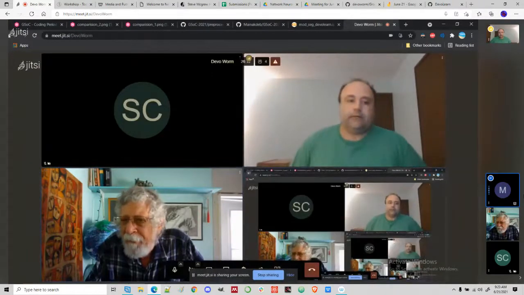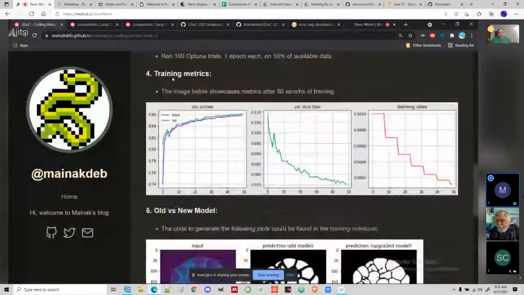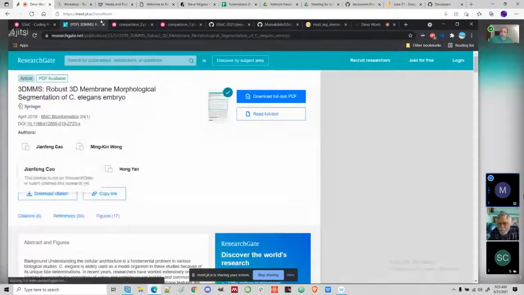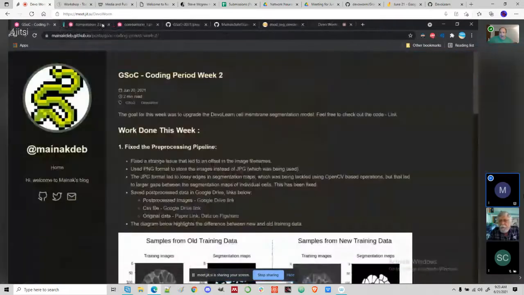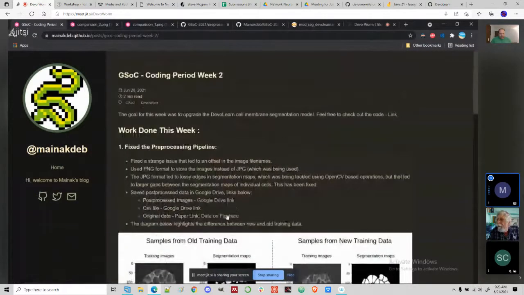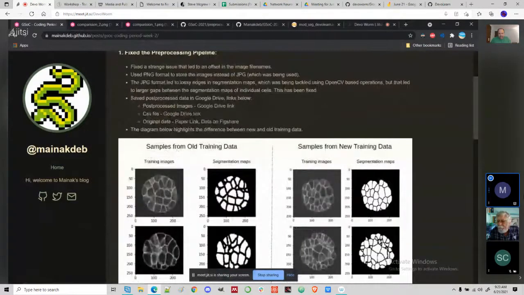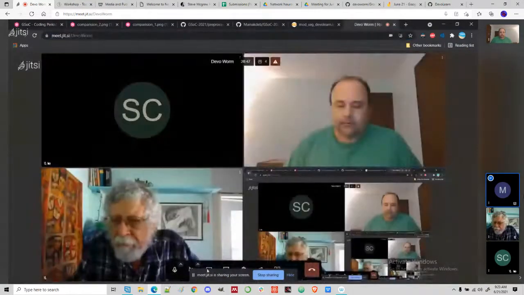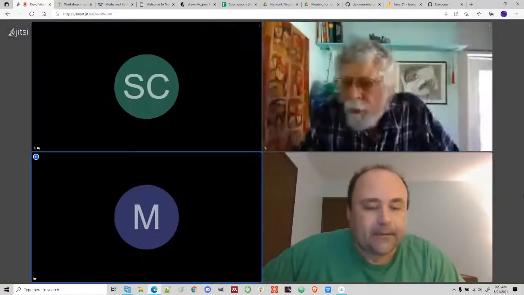Another thing that I forgot to mention is that the data is acquired from a paper. I've added a link to the paper in the blog post. It's the same paper that Mayuk used last year to acquire this data. So it's the same data, but the pre-processing is way different. I've linked everything in the blog post, so anybody can check it out.